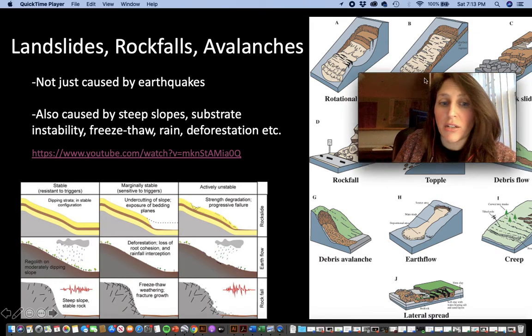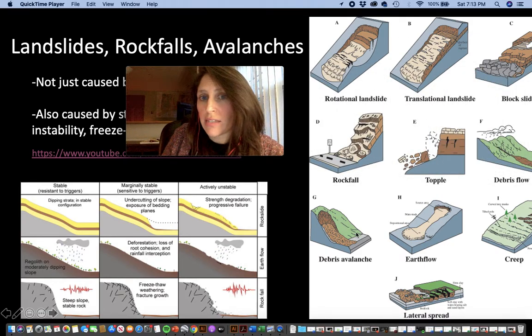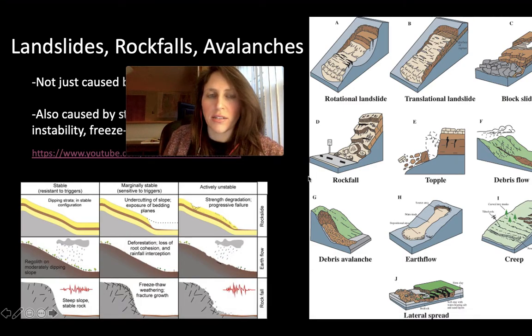Okay, this diagram here shows the different types of landslides or avalanches that can occur. There's different types. You don't need to know them, but know that there are different types of landslides and avalanches that can happen. Okay, and you can refer to this diagram on that.